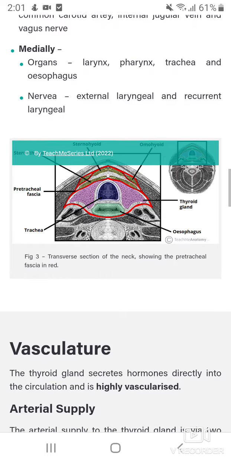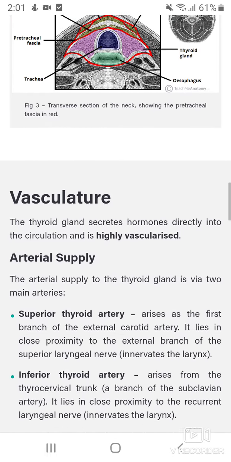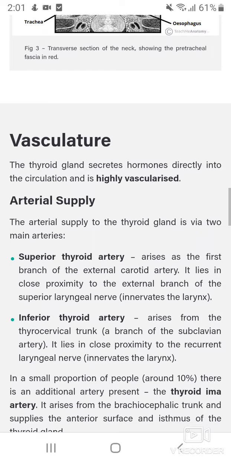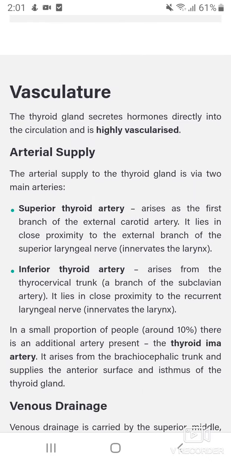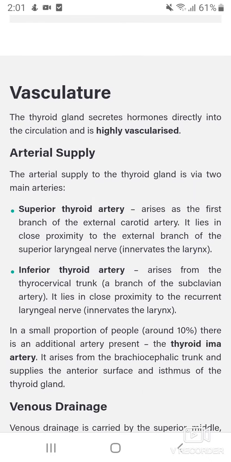Next we are discussing vasculature. The thyroid gland secretes hormones directly into the circulation and is highly vascularized. Next you can see the arterial supply of the thyroid gland. The arterial supply to the thyroid gland is via two main arteries: the superior thyroid artery and the inferior thyroid artery.